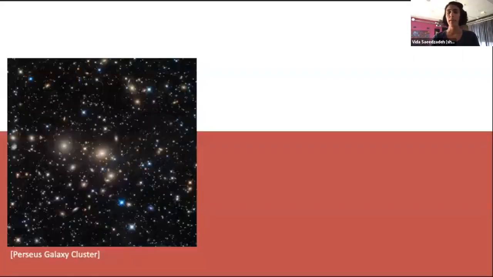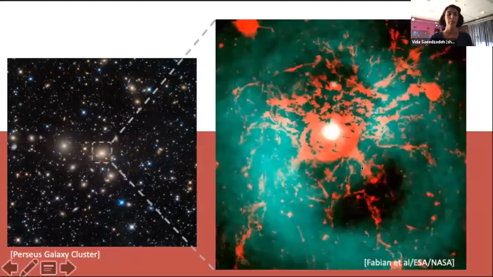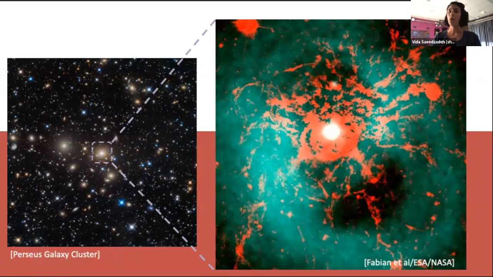Observations of BCGs in cool core clusters show that the gas surrounding these galaxies has a multi-phase structure. As you can see in the picture to the right, the cold 10^4 Kelvin gas filaments, shown in red, coexist with hot X-ray emitting gas, shown in green, with a temperature of about 10^6 Kelvin or more. The nature of this multi-phase CGM gas is not yet fully understood. There are a lot of open questions, like where this cold gas came from, how it evolved, and what its fate is.